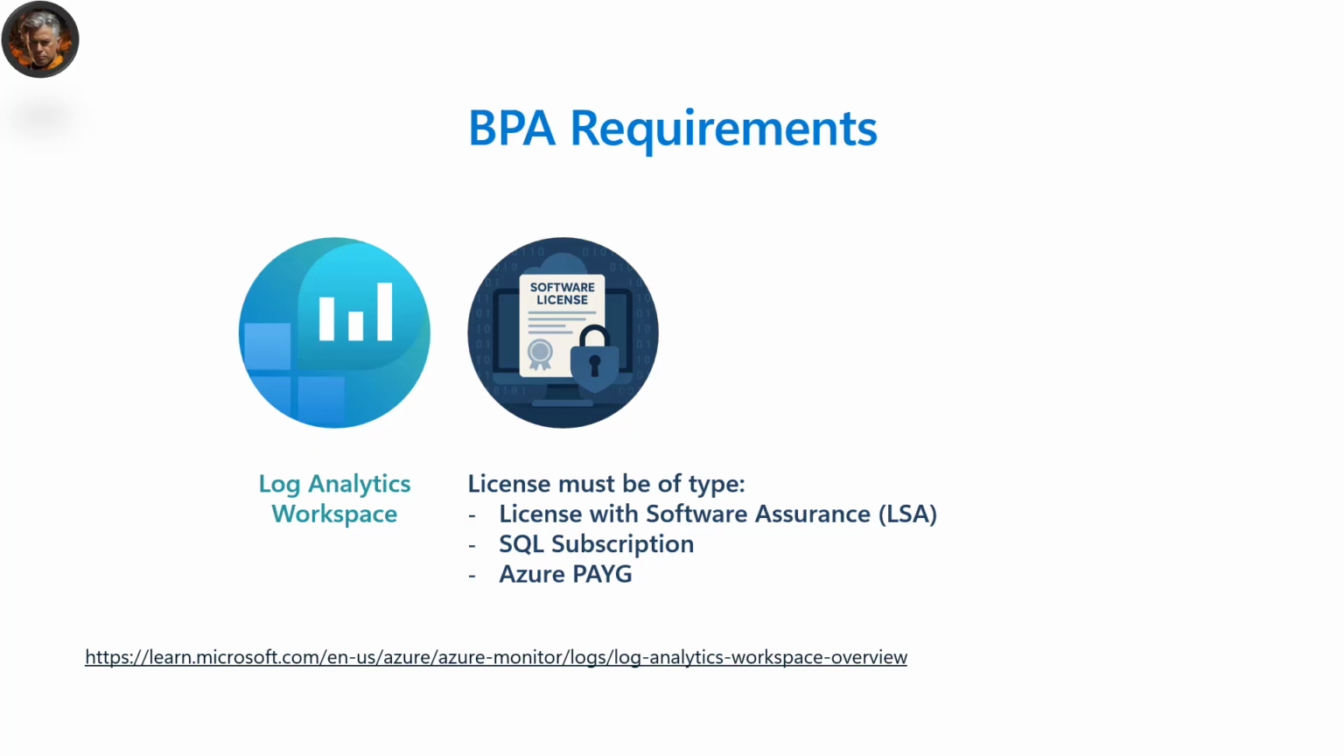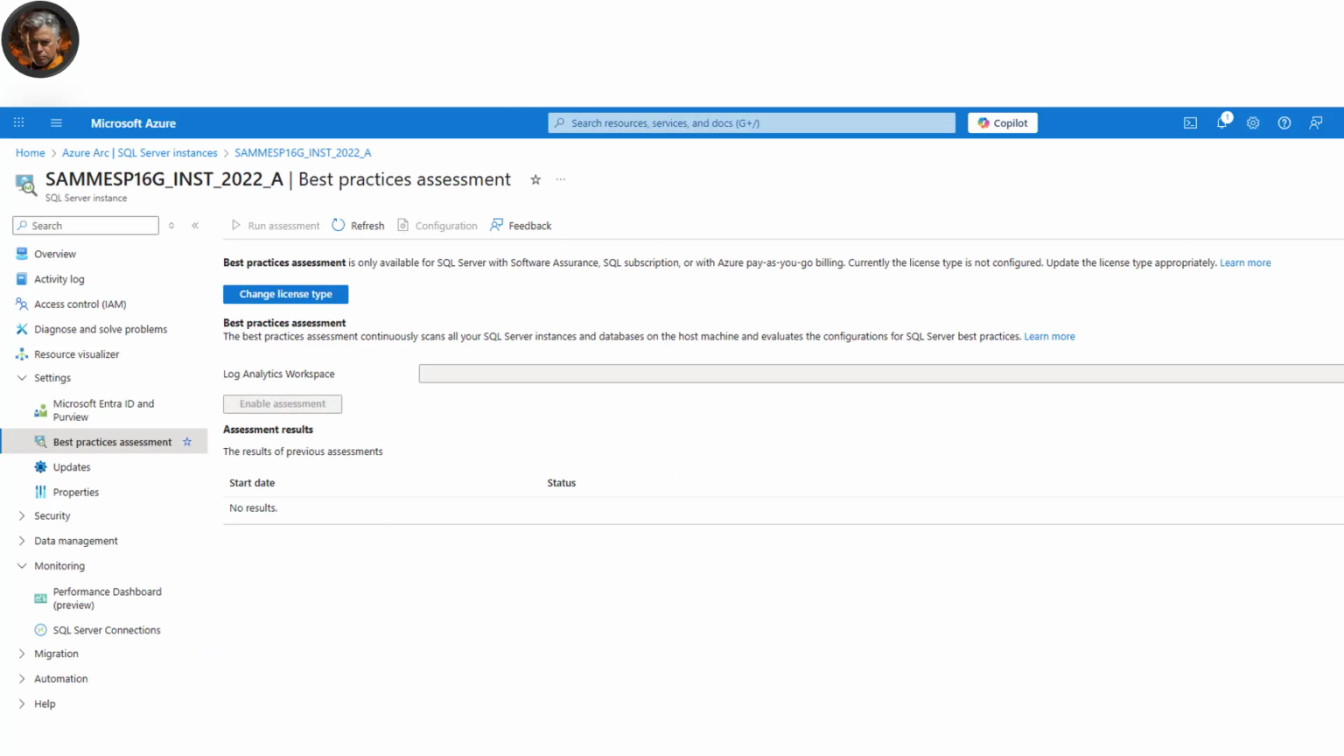The second requirement is the license type required to run BPA. BPA requires that your SQL Server license be one of the listed options: license with Software Assurance, SQL subscription, or Azure PayGo. For illustration purposes, I took a screenshot of the BPA blade when the SQL license for this server wasn't yet set for Arc.